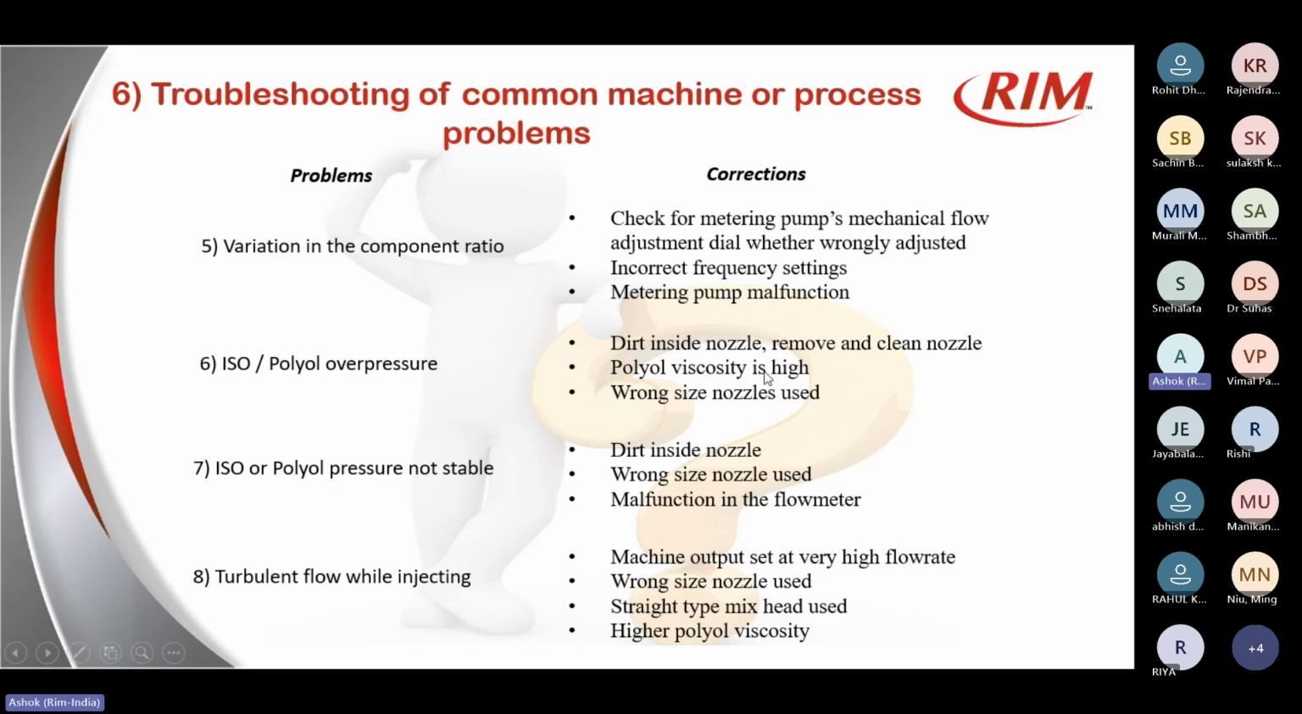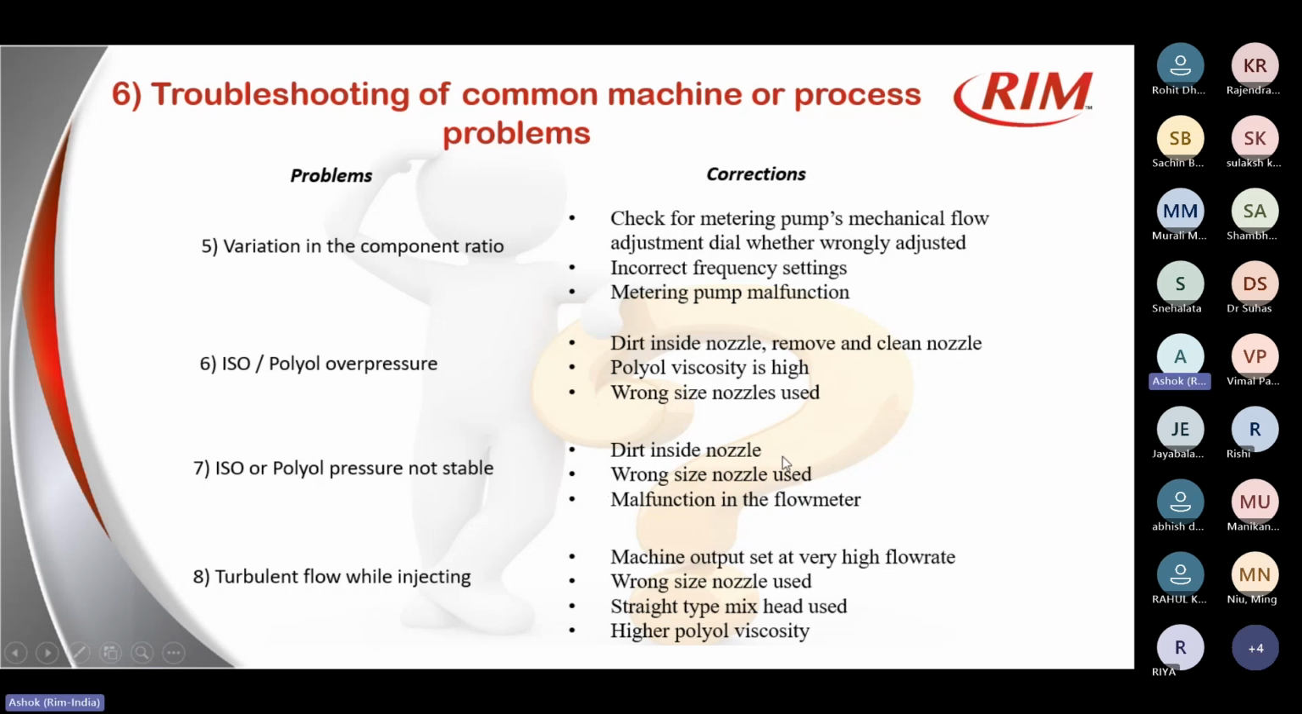Iso polyol overpressure. This is mainly related to the nozzle. Either the nozzle is faulty or the nozzle has some dirt, so the nozzle has to be cleaned. The polyol viscosity has to be checked, and you have to use the correct size nozzle.